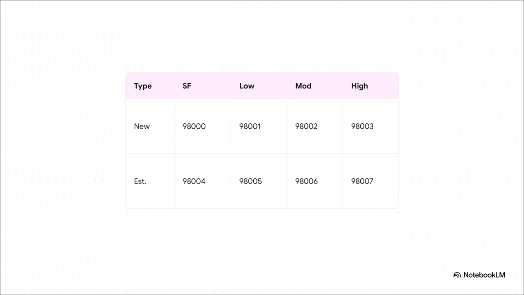For new patients, your base code is 98000, starting at 15 minutes, and then it steps up in neat 15-minute increments all the way to 98003 at 60 minutes for high MDM. Meanwhile, for your established patients, you start at 98004 for 10 minutes, and that steps up in 10-minute increments, capping out at 98007 for 40 minutes.